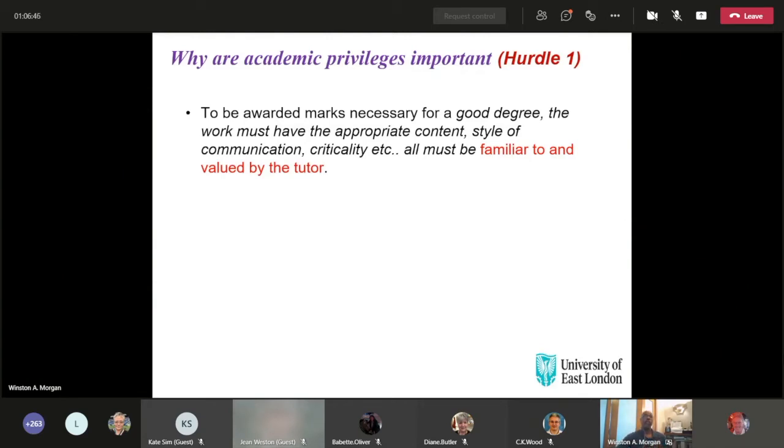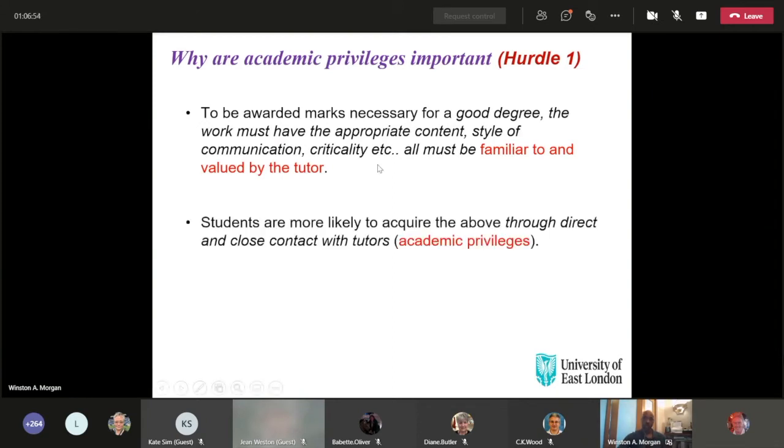So a student can produce quite high quality work, but if the tutor doesn't recognize it and value it, they won't mark it as good work. Students are more likely to acquire all of the above, the appropriate content, communication and criticality that the tutor is going to be familiar with and appreciate, through direct and close contact with their tutors. If you don't have that direct and close contact with your tutors, it's not going to happen. So only if you have access, as I've just said.